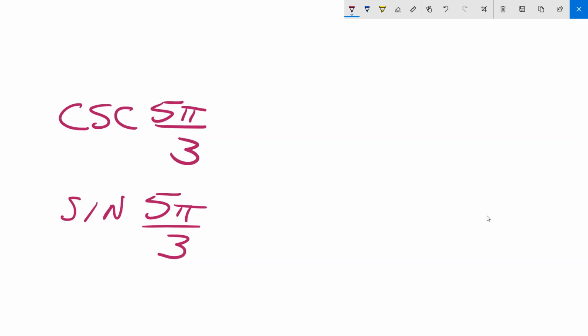Always. You can just do that with any of them. They're talking secant, figure out what the cosine is, flip it. They're talking cotangent, figure out what the tangent is, and flip it. Okay? So, first step, to figure out the sine.